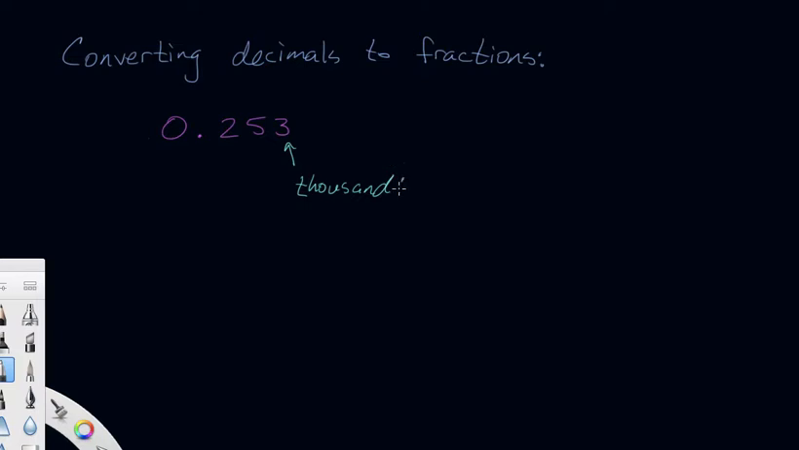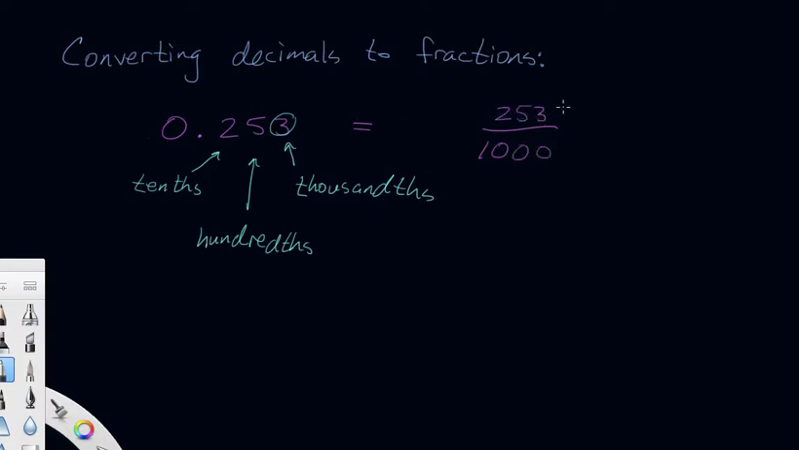Not thousands, thousandths. Just quick review, the 2 is in the tenths, and the 5 is in the hundredths. Obviously there's an infinite number of place values that keep going, but I'm just going to stick to these 3 for now. We look at wherever our last digit is, and here it's the thousandths. So when we want to convert this into a fraction, we're just going to put it over 1,000 because we're talking about thousandths. And then 253 goes on top.